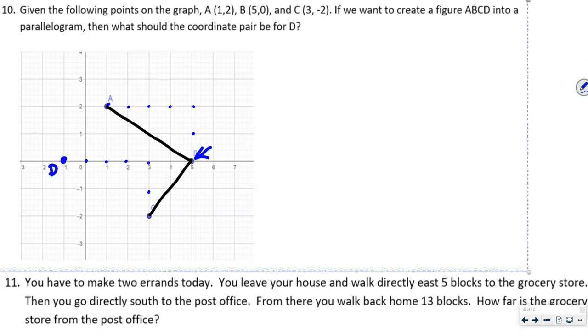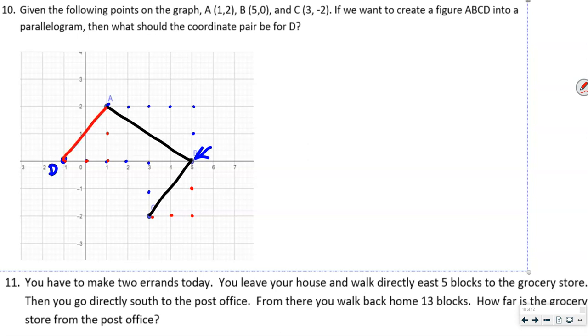So that's where I think D is, and I'm going to verify that by using my other segment. Now I'm going to use B to C. Always go from B again. So you're going to go down 2, left 2, right? So from A, we're going to do the same thing. Down 2, left 2. So there's our D. We got the same point both times. Y'all see that?